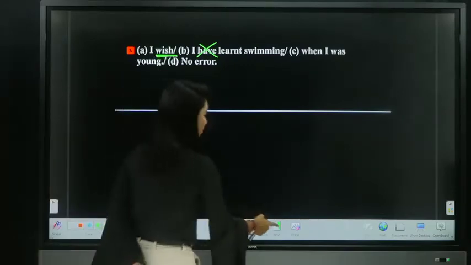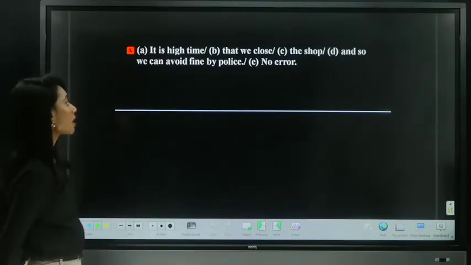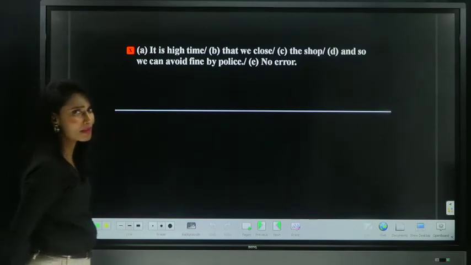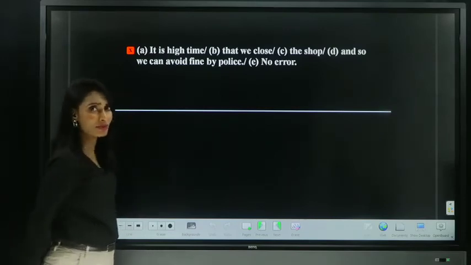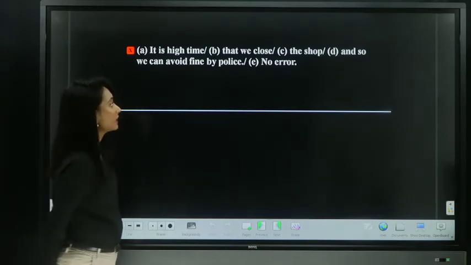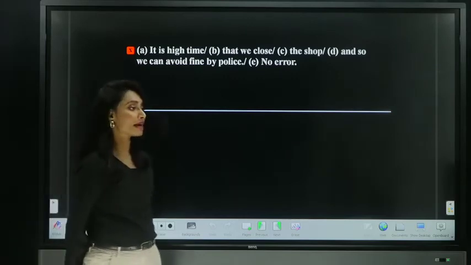So it should be in simple past because it is a wish. Now look at the next one. It is high time that we close the shop and so we can avoid fine by police. Remember this one also, in subject verb agreement we discussed.